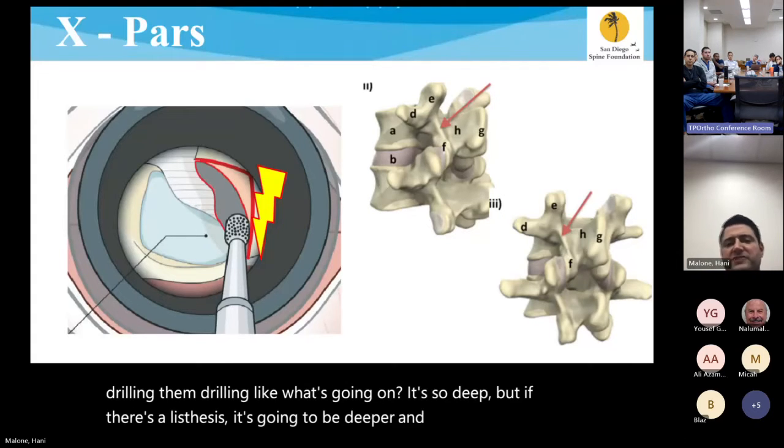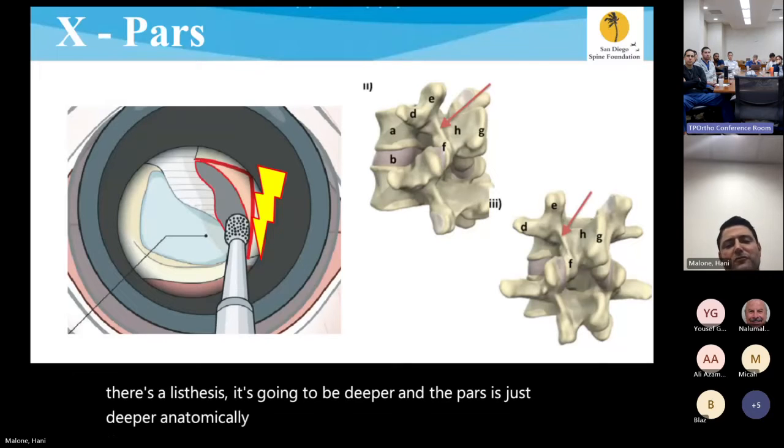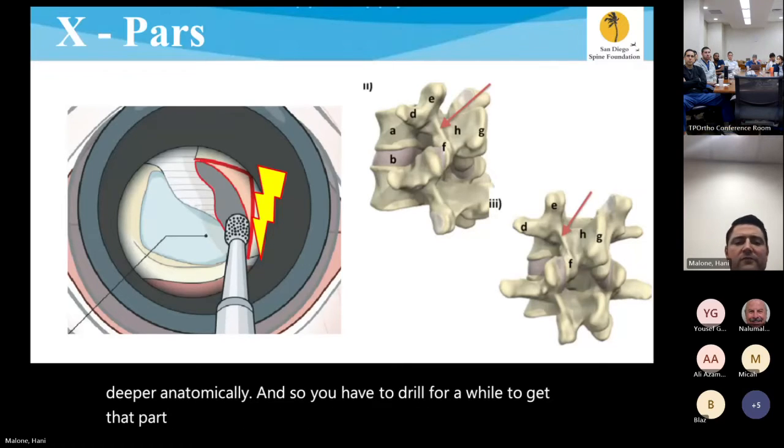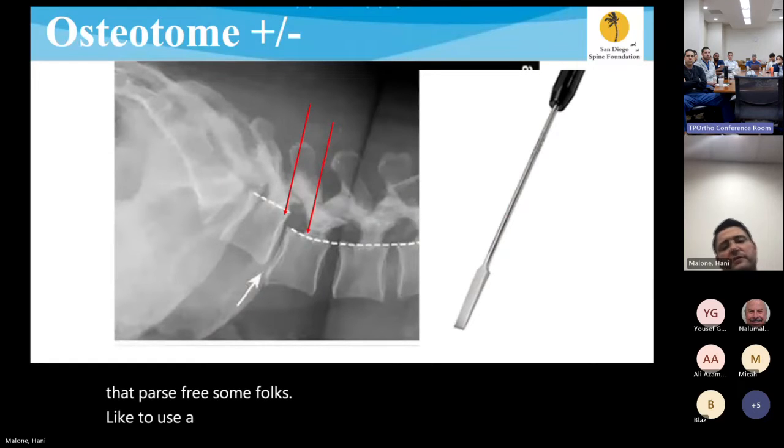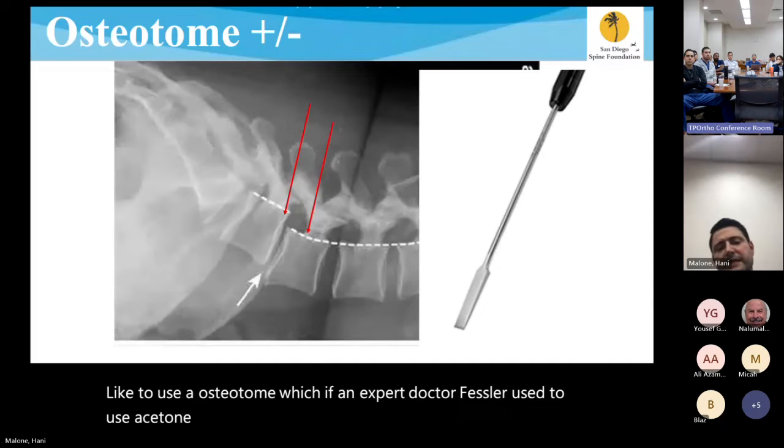And the pars is just deeper anatomically. And so you have to drill for a while to get that pars free. Some folks like to use an osteotome, which, like an expert, like Dr. Fester used to use an osteotome and it was super fast. And I think that that's a reasonable way to do it.